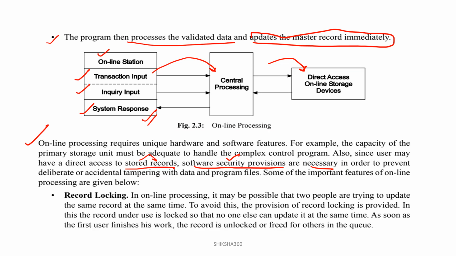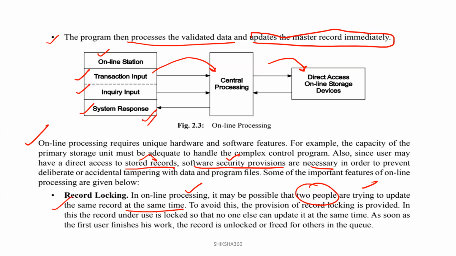Some of the important features of the online processing system are given below. First one is record locking. In online processing, it may be possible that two people are trying to update the same record at the same time. To avoid this type of issue, the provision of record locking is provided.